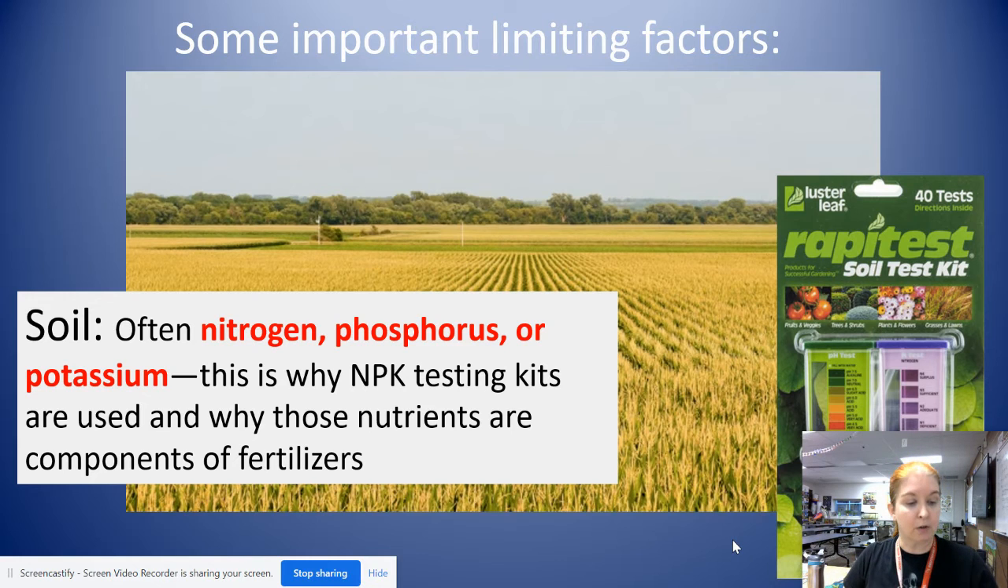Some important limiting factors. In soil, so flipping over to page 7, you're filling in the limiting factors. So soil, it's either nitrogen, phosphorus, or potassium. That's why you can get those NPK testing kits, and those are usually what is found in fertilizers, both organic and inorganic. Those are easy tests that you can do. If your soil is missing one of those things and you put it back into the soil, you'll get much better grass, garden, whatever.